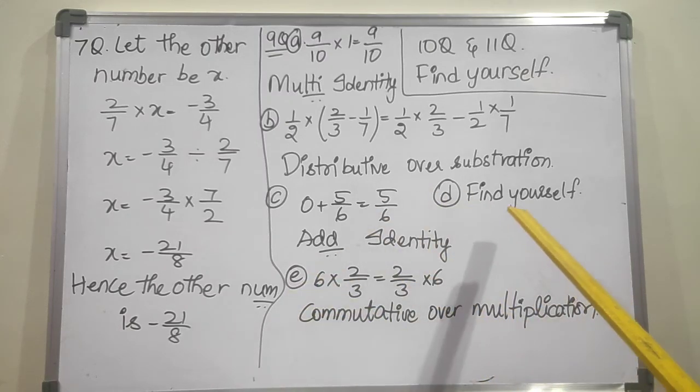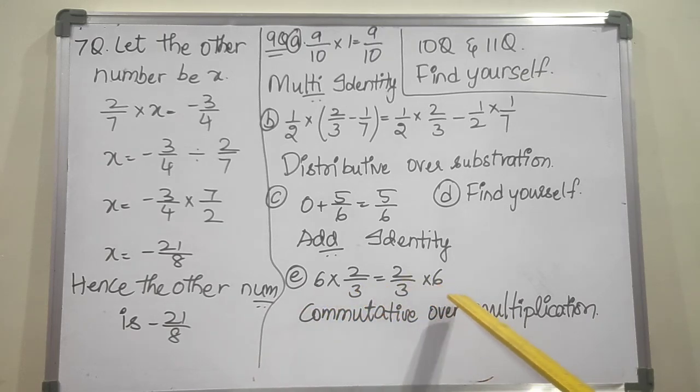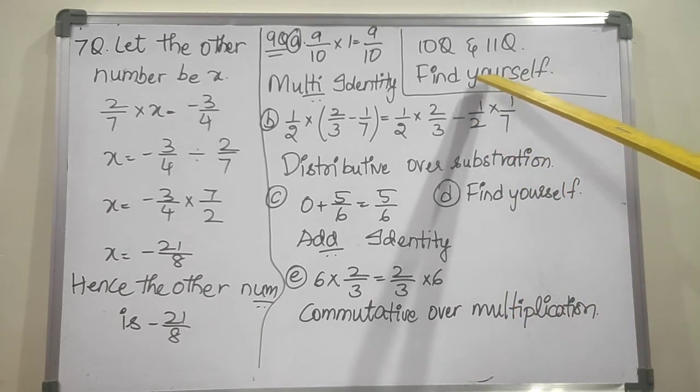Now the D bit is, find yourself. You have to do it on your own. Now E bit, 6 into 2 by 3 is equal to 2 by 3 into 6. That is A into B is equal to B into A. That is commutative over multiplication. Now the 10th and 11th questions, you do it on your own.